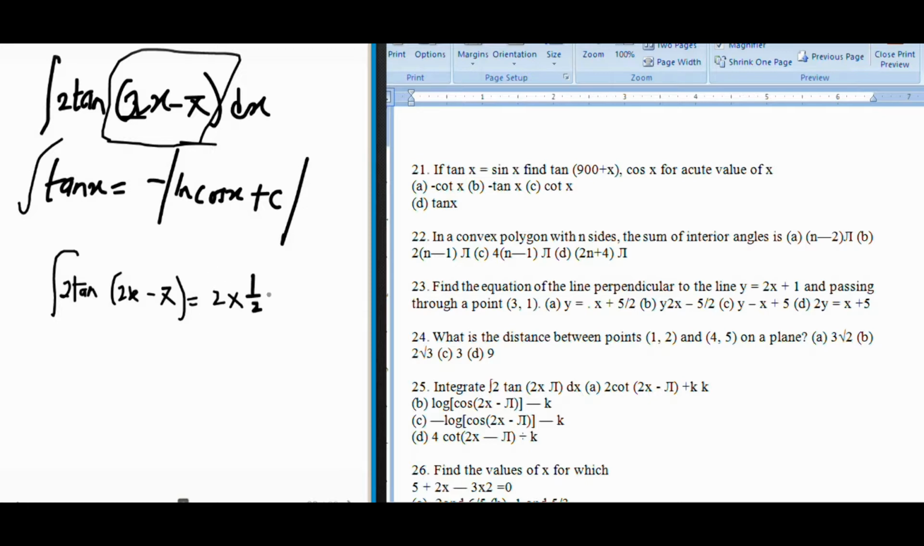Okay, then times minus, we can now put it into the expression now. That is what? Ln cos 2x minus pi plus k or c, whichever constant it tends to use. Now this 2 will call this 2. Okay, and this will be equals to minus absolute ln cos into bracket 2x minus pi plus k. Okay, that is what we will get.